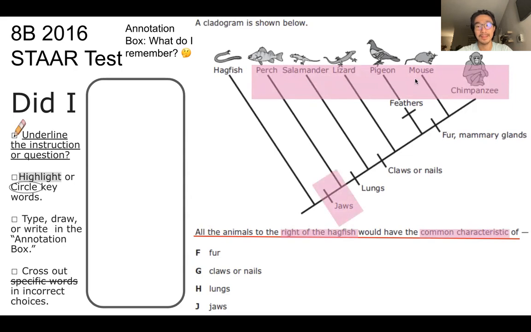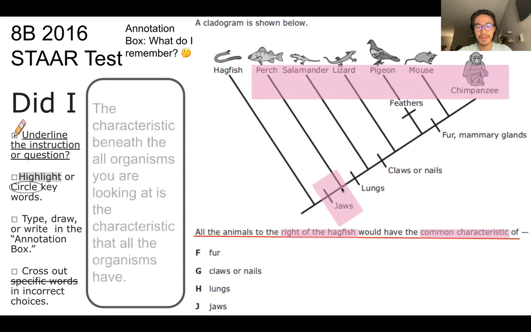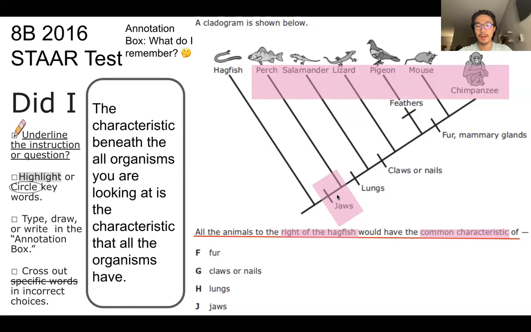Now, we have to find a common ancestor that will help us understand the common characteristic. So we can bring our line all the way back to where they touch, right? So we see that they all touch right here. They don't go past to touch here. So the common ancestor is right here. And we can see that the characteristic beneath all the organisms that you're looking at, so in the pink, below all of this, that is the characteristic that all the organisms have, the jaws.